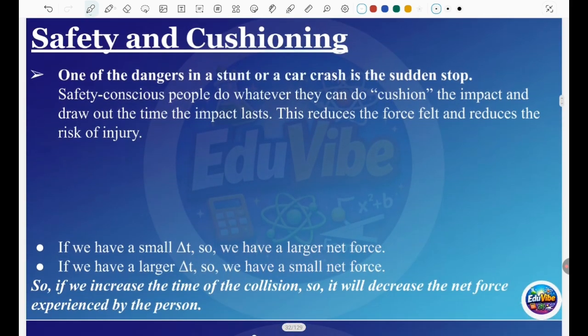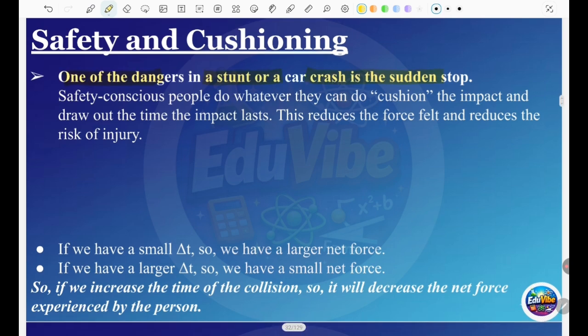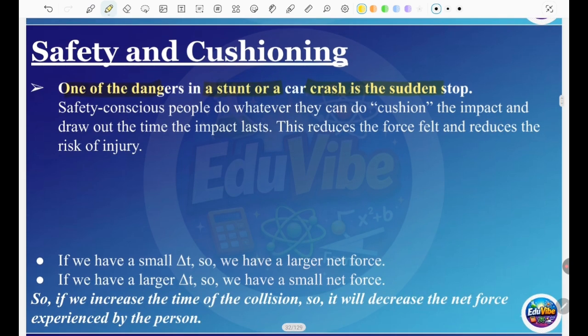Now the topic of safety and cushioning. One of the dangers in a stunt or a car crash is the sudden stop. When something crashes, there is a sudden stop of that particular object. Safety conscious people do whatever they can to cushion the impact and draw out the time the impact lasts.